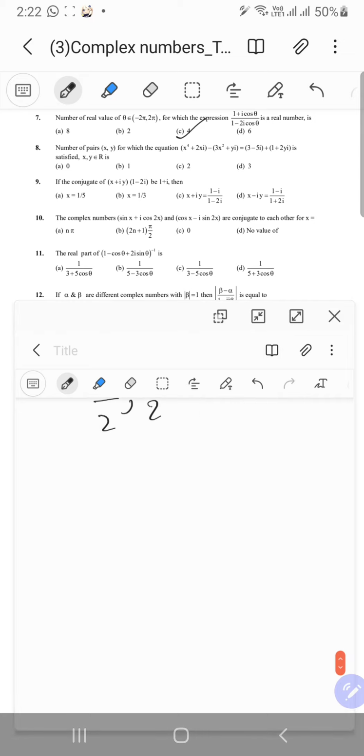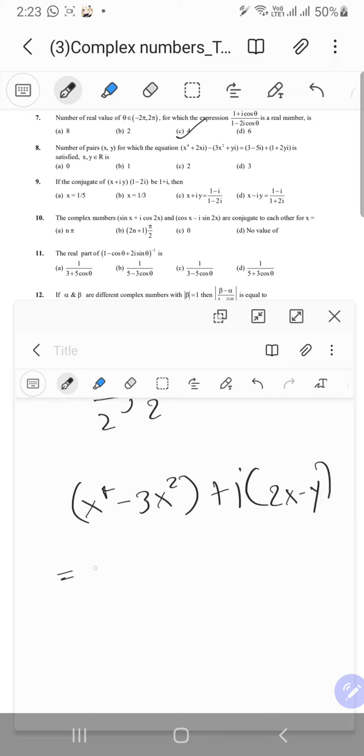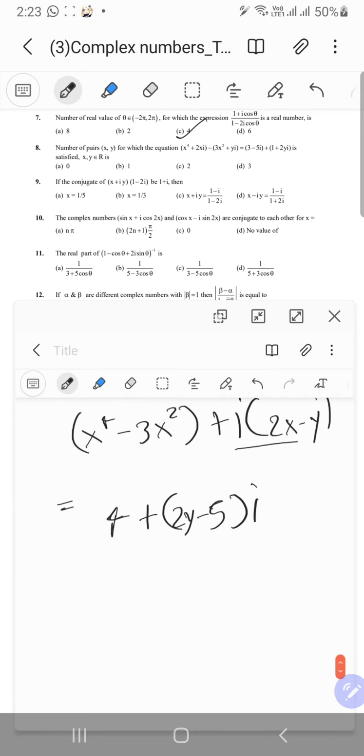Number of pairs xy for which the equation is satisfied. Okay, x power 4 plus 2xi minus 3x squared plus yi equals to 3 minus... Wow, I was not expecting this thing. Okay, so first of all, writing in standard form. So it's gonna be x power 4 minus 3x squared plus iota times 2x minus y equals to 3 plus 1 4, plus 2y minus 5 iota. So we should have this equal to that.